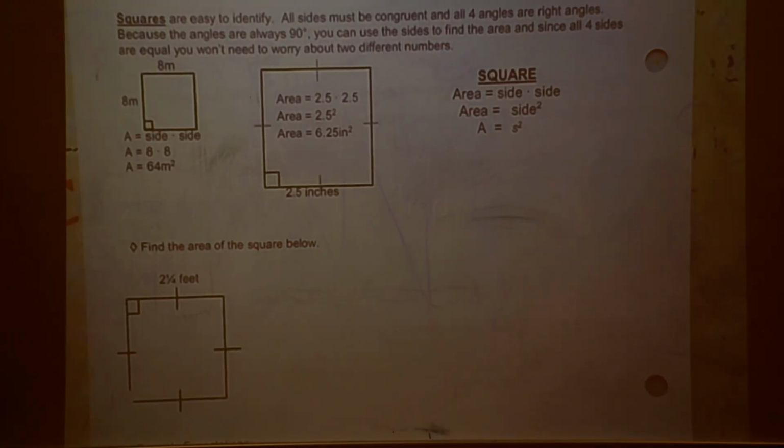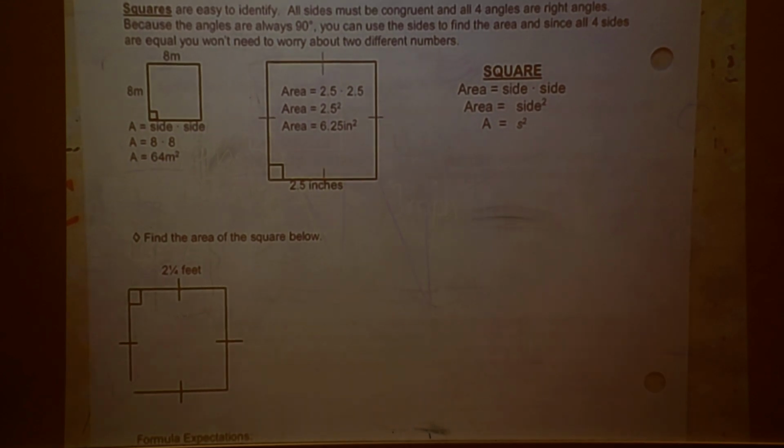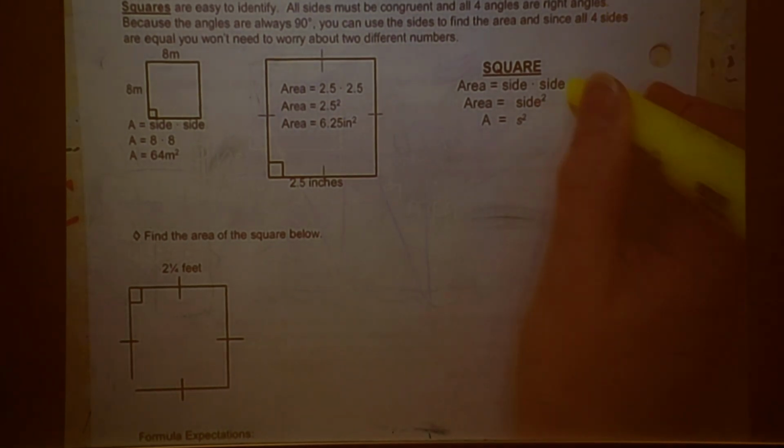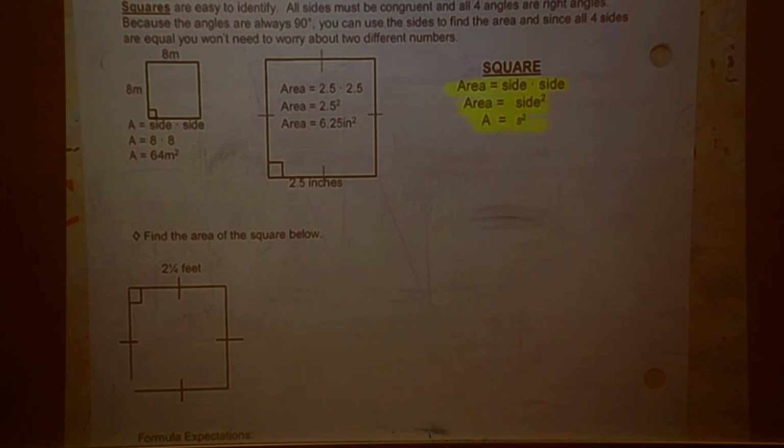Last but not least, we're going to talk about squares. Squares are easy to identify. They're usually the thing that we see the easiest, the fastest. All sides must be congruent. All 4 angles must be right angles. Because the angles are always 90 degrees, you can use any of the sides since every pair of adjacent sides would be at a right angle. Well, since they're all the same, we usually say that the area is side times side, or side squared.